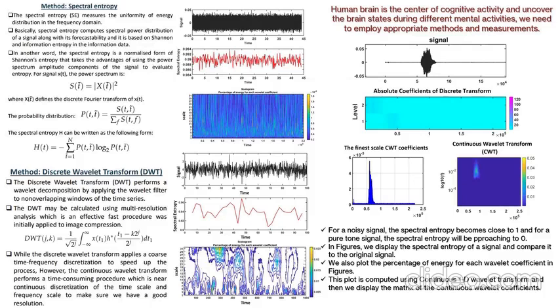The human brain is the center of cognitive activity, and it uncovers the brain states during different mental activities. So as we said, we need to employ these appropriate methods and measurements.